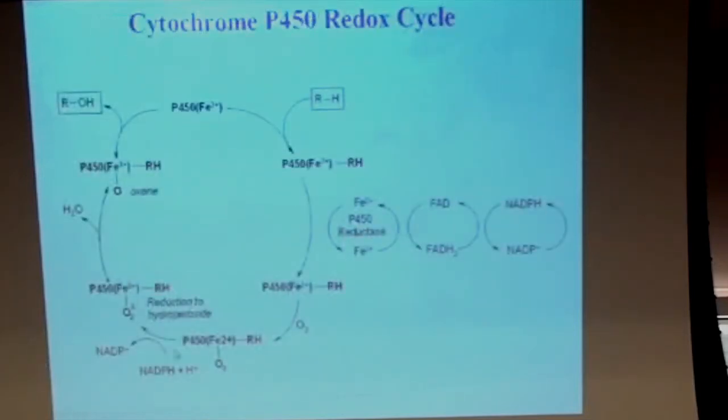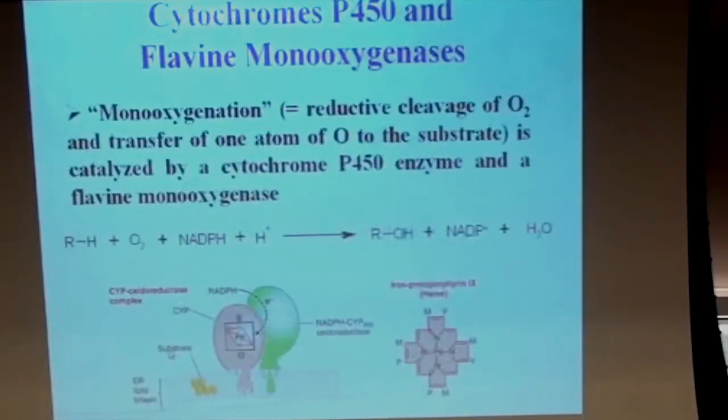Okay. This is what P450 does. It's actually two enzymes. The P450 enzyme itself and the flavin monooxygenase, which together perform a monooxygenation. They reductively cleave oxygen and transfer one oxygen atom onto the substrate. So you have the substrate, oxygen, NADPH, and a proton, and you get an alcohol, NADP+, and water.